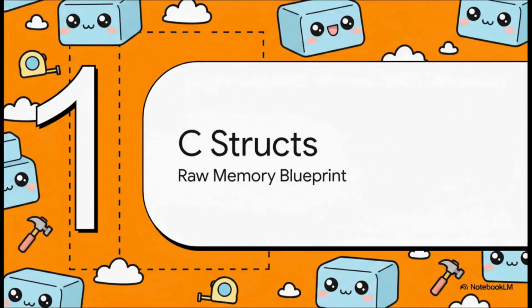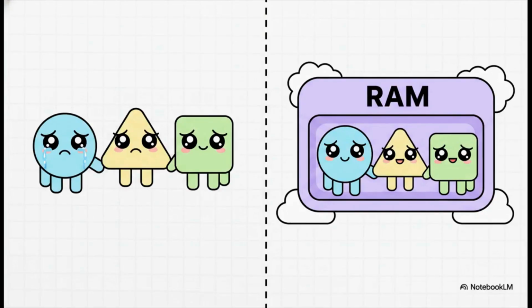Section 1, C structs, the raw memory blueprint. So we'll start at the foundational level with C. Think of C structures, or structs as they're usually called, as a highly organized, completely passive blueprint for memory allocation. Usually in C, primitive data types like your ints, floats, and chars just sit all by themselves in memory, totally isolated. But what if you actually want to group them together?